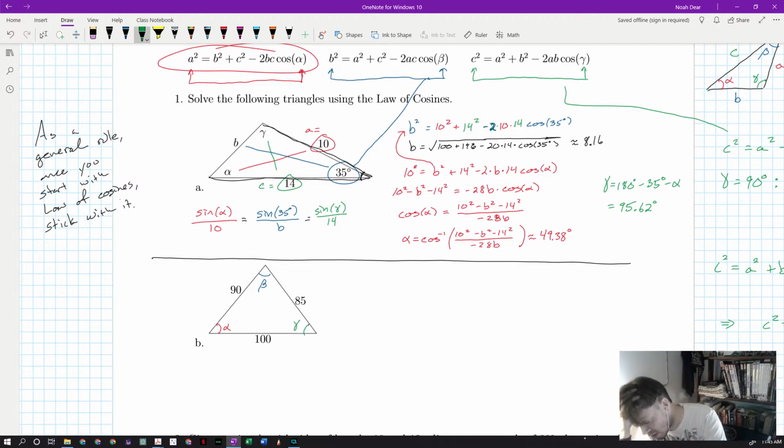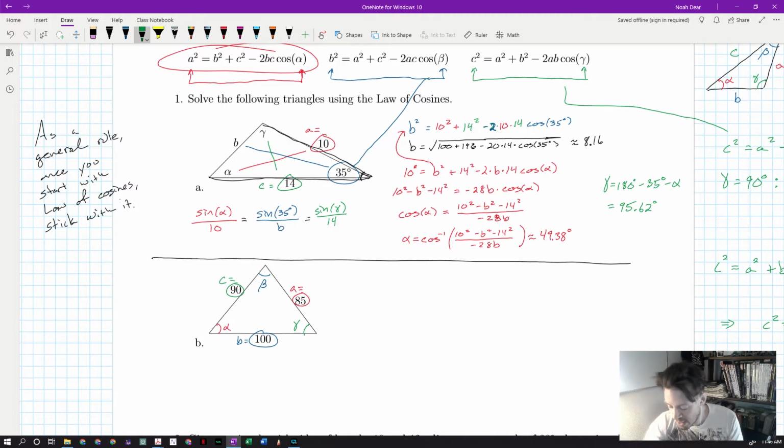It doesn't really matter as long as I make sure and note that A is 85 and B is 100 and gamma is 90, or C equals 90 because that's across from gamma. So we always just have to make sure the sides are labeled across from the angles appropriately, and then everything will work out just fine.